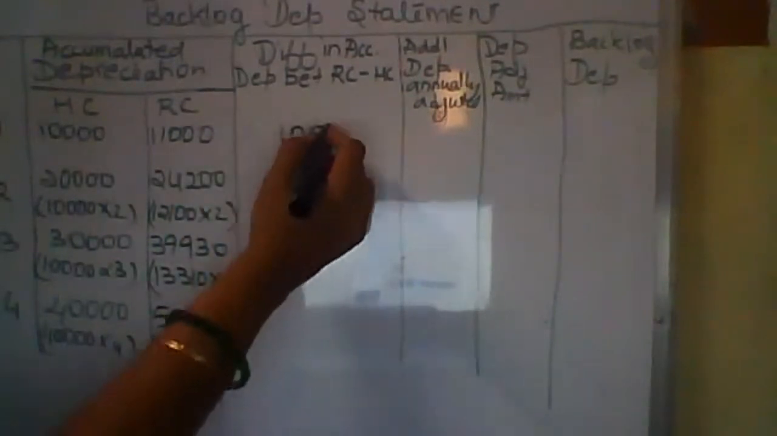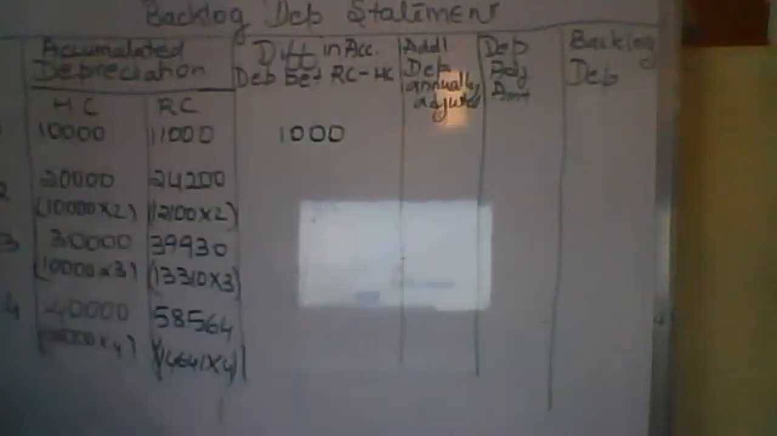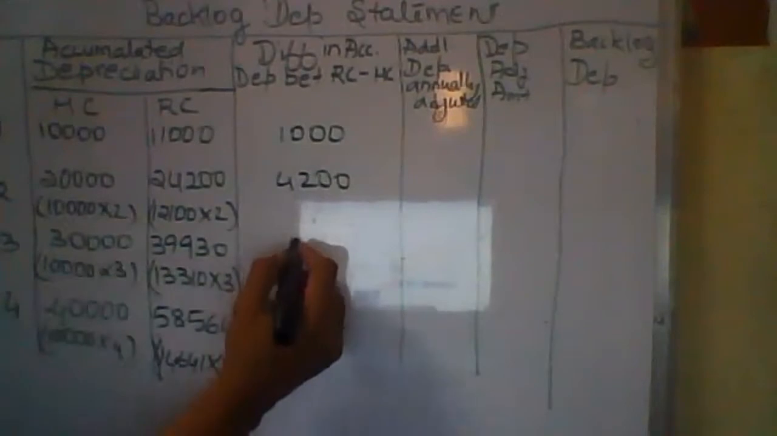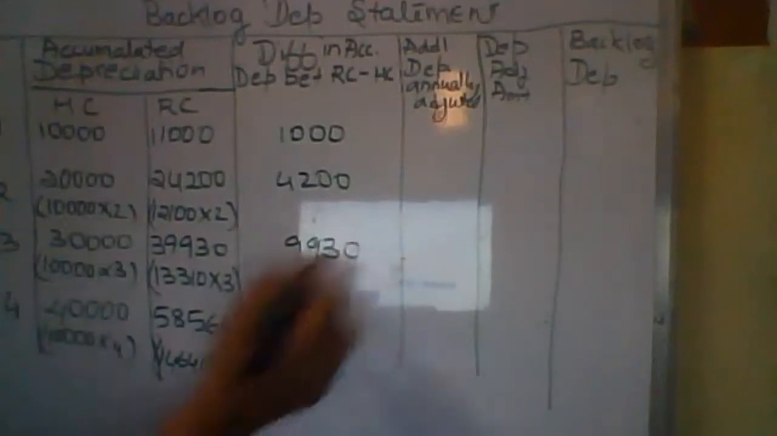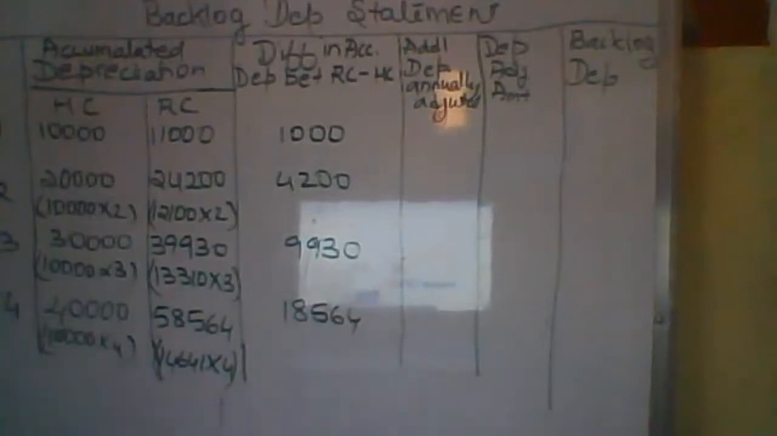Now, what is the difference between the accumulated depreciations? The first year I have a difference of 1,000. How? 11,000 minus 10,000, RC minus HC. Second year, 4,200. Third year, 9,930. Fourth year, 18,564.